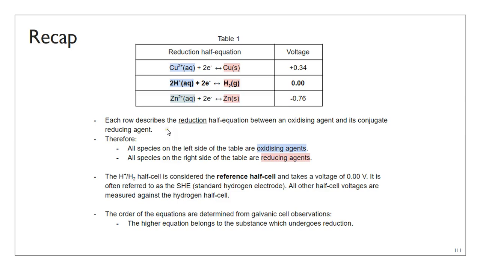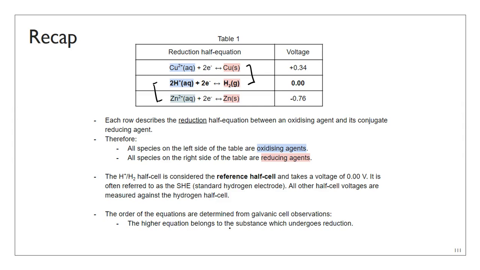We tried to build this electrochemical series, or the first three entries of the series anyway, using a copper hydrogen galvanic cell as well as a hydrogen zinc galvanic cell, and we list every half cell as a reduction half equation. So you have the oxidizing agent on the left and the reducing agent on the right, and the order of the half equations depends on which half cell undergoes reduction when you make the galvanic cell. So the higher equation would belong to the substance which undergoes reduction.